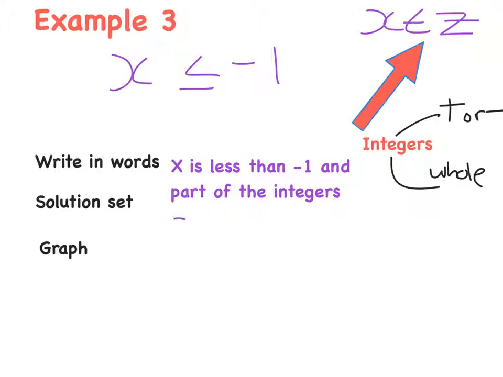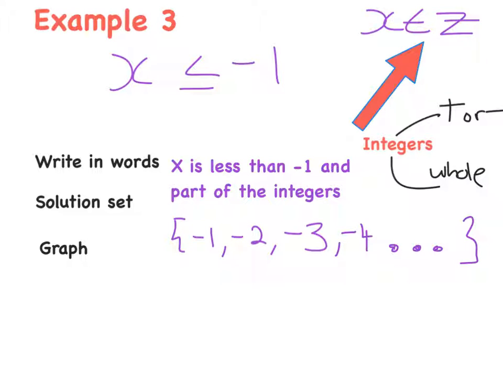So now, it's less than or equal to -1, and it's part of the integers. So the first one that it could be is -1. Now, less than that is -2. Less than that is -3. But it can be any number less than -1. So that means it could be -4, it could be -400, it could be -4,000, or it could be -4,000,000. So it goes on and on forever, so we do those 3 dots.